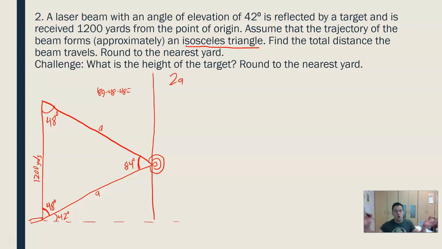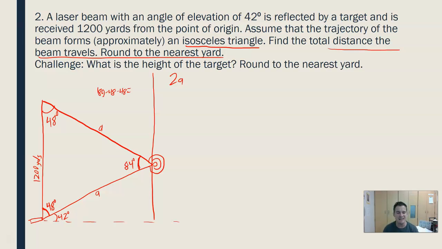Okay, cool. So what are we trying to do? We need to try to find side A. I need to find what the value of A is because double that is going to be the total distance that the beam travels. The total distance that the beam travels, that's what we're trying to find. Okay. So what am I going to use here? This isn't a right triangle, so I can't use my basic right triangle trigonometry. I'm either going to be using the law of sines or the law of cosines.